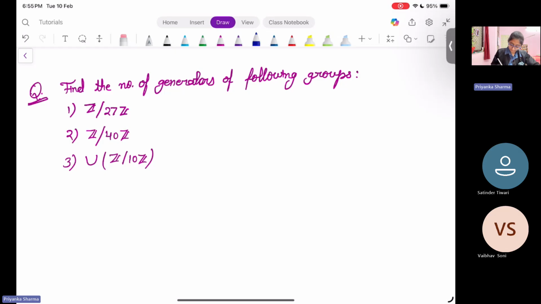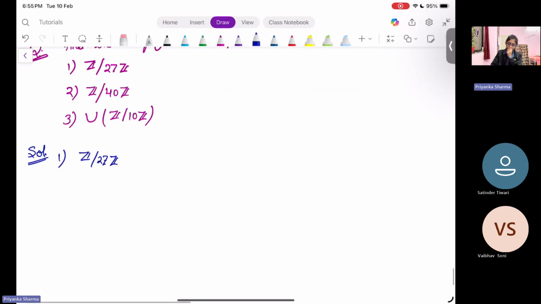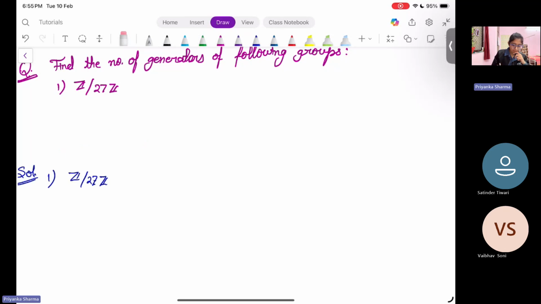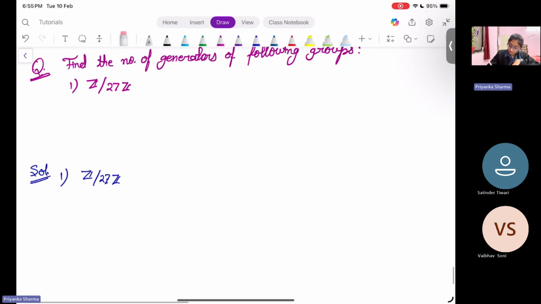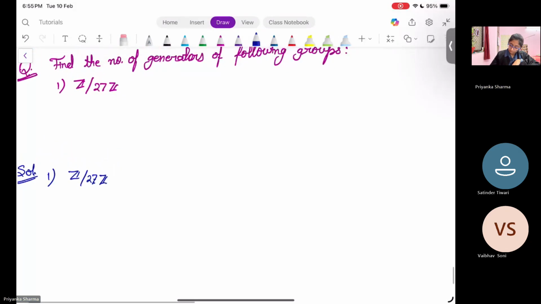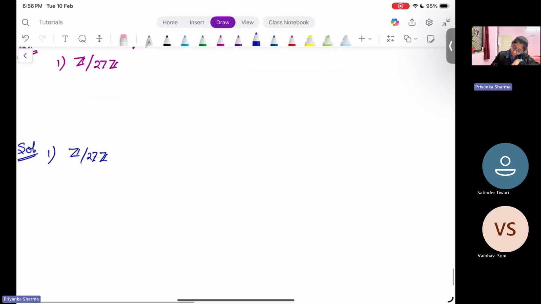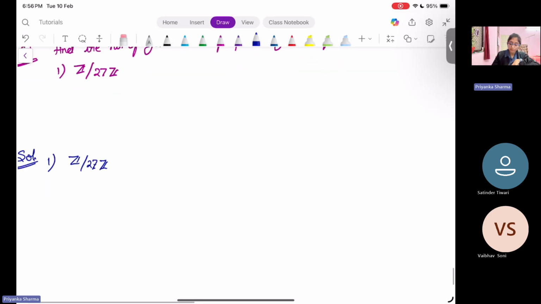Okay, so how to do it? The first one is Z over 27Z. Wait, this can't work here actually. We'll discuss this separately. The number of generators won't be a cyclic group always. Fine, I'm seeing this is a cyclic group. So Z over 27Z, how to do it?